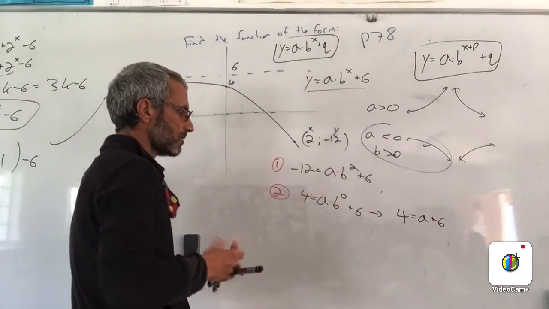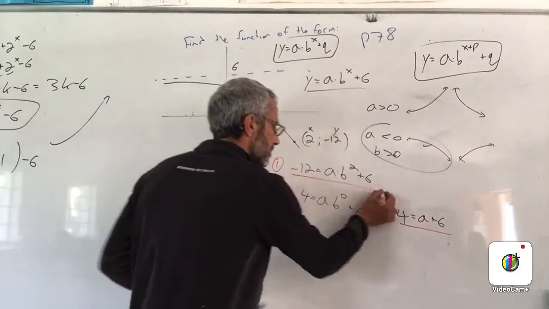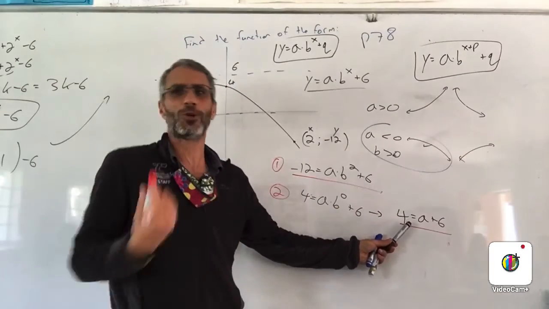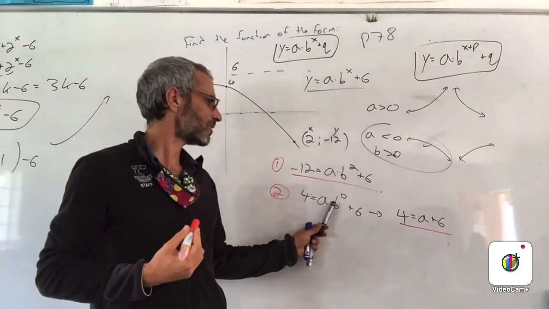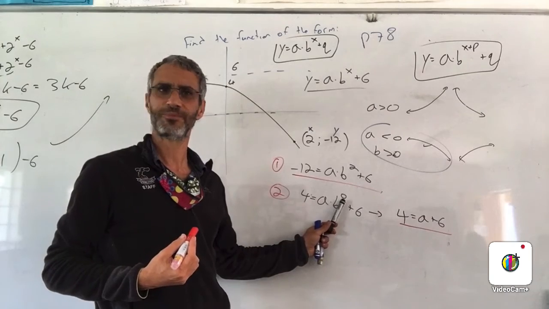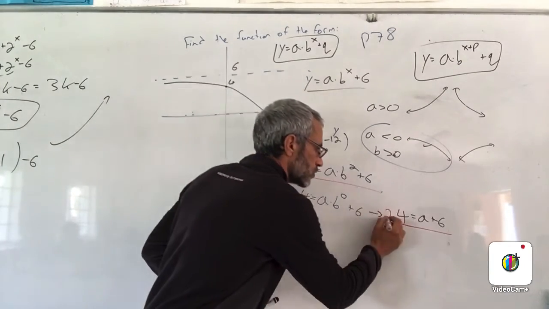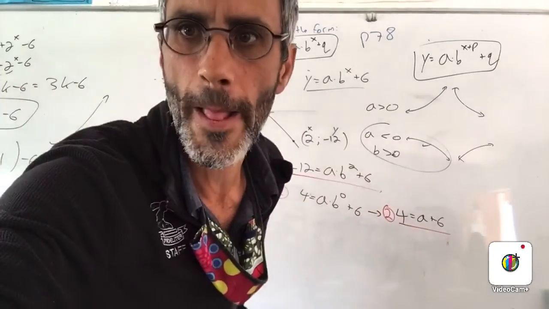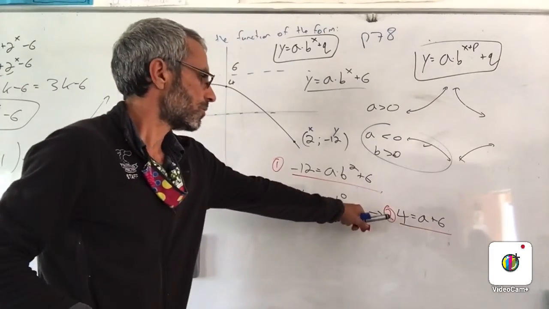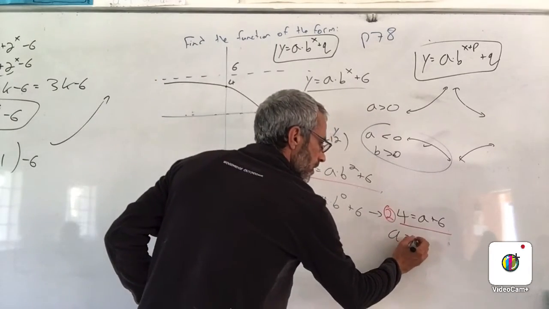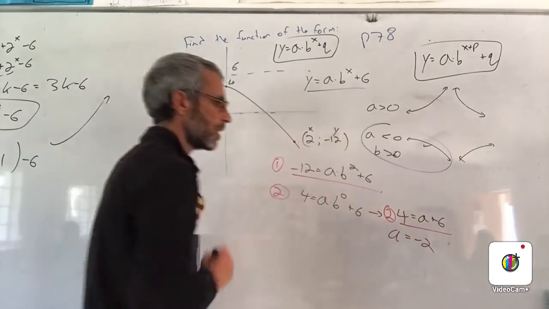Okay? Now, so I've got these two equations. The problem is I have two variables, A and B. But look, this equation really, I don't have a B. It got killed by that 0. Okay? So I've got that equation. That's the one I'm going to start with. So we can solve that very easily. What is A equal here? A equals negative 2.